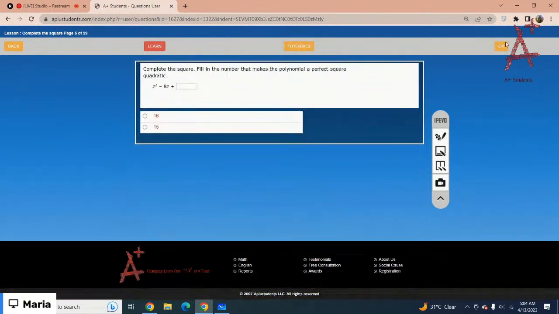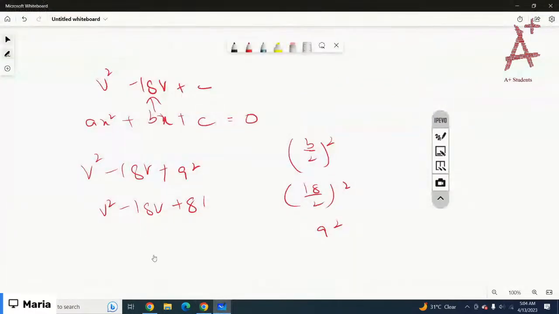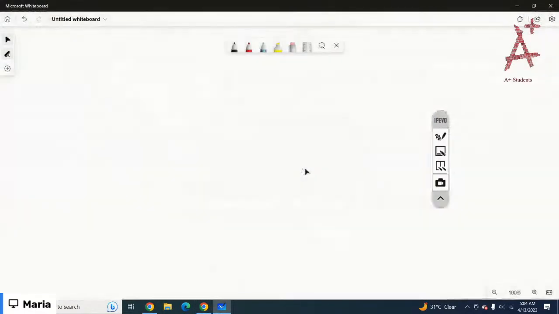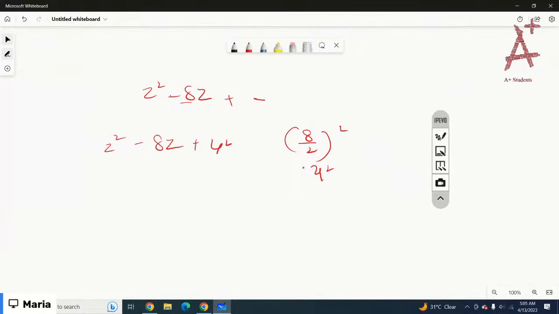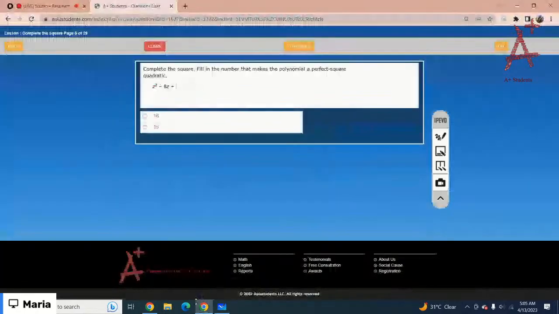Okay, the next one is z square minus 8z plus the missing number. So it would be 8 over 2. 8 over 2 is 4. 4 square you have to add. So z square minus 8z plus 4 square. So it would be z square minus 8z plus 16. Got it? Okay, so the correct option is 16.